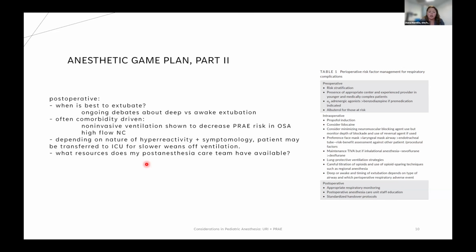And then the other thing I think that's important to talk about is what are the resources in the PACU and are they educated? On the other slide, I didn't necessarily highlight it, but there was a risk stratification for mixed versus non-mixed care teams. And they really found that mixed care teams were more educated and able to help in an instance of need in these post-operative settings.